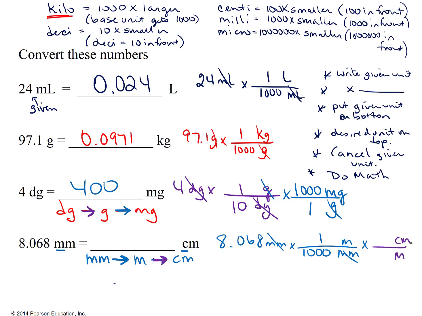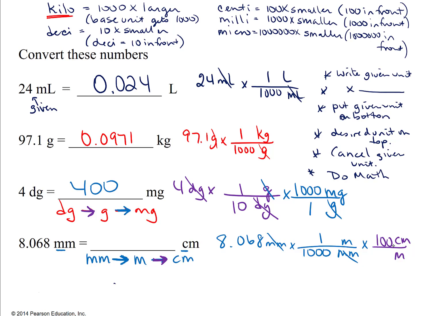Meters on the bottom, centimeters on top. So the unit that I get in the middle is going to go on the bottom in the second step. And the answer I want goes on the top. Whenever you see centi, what goes in front? 100. Centi is 100. Think of the century.